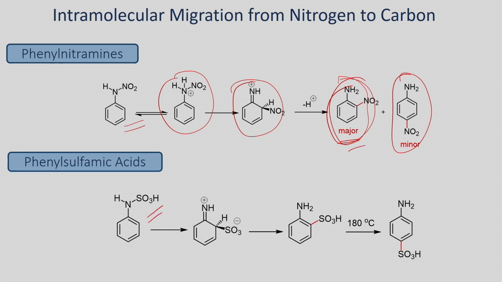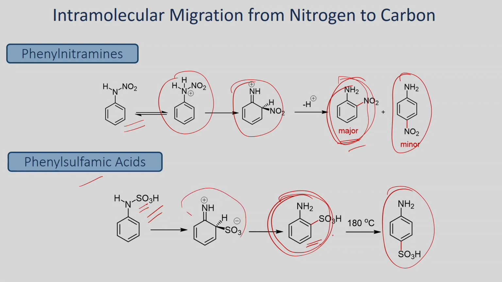The next example involves the rearrangement of phenyl sulfamic acid. When you treat this compound with acid and heat it, it undergoes rearrangement and you get this aniline sulfonic acid as the product. When you heat this, it undergoes migration to the para position, and you will be able to get the sulfonic acid at the para position. So, in this way, if you have the phenyl sulfamic acid, it can readily undergo rearrangement to give para-amino sulfonic acid as the product.